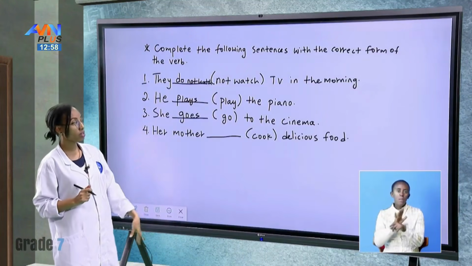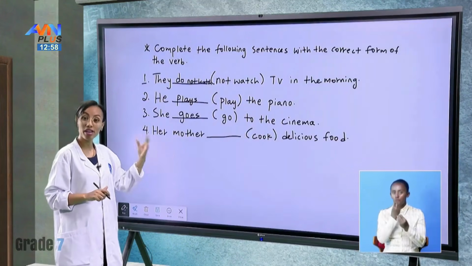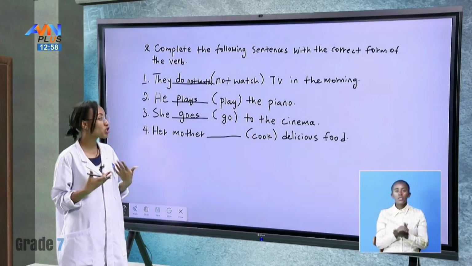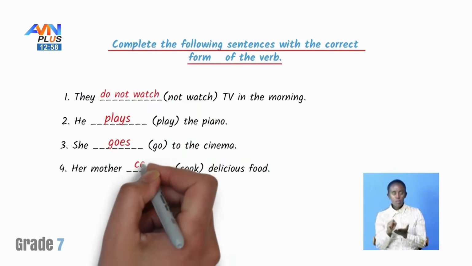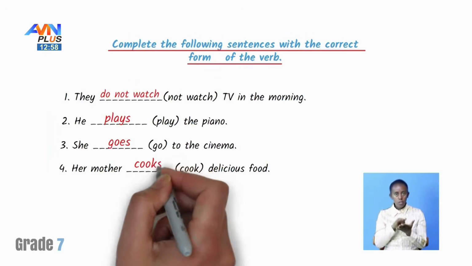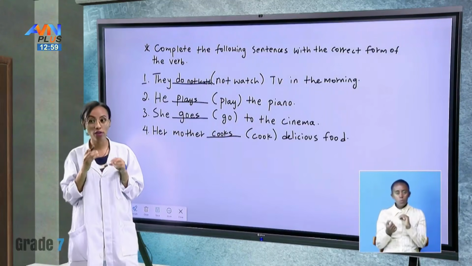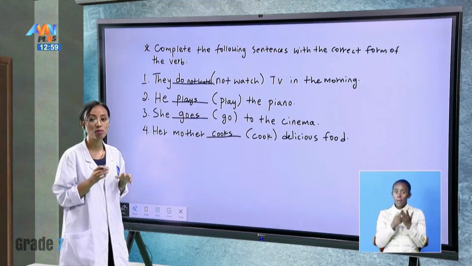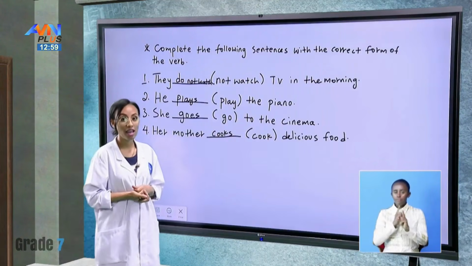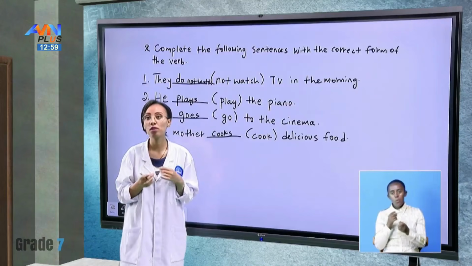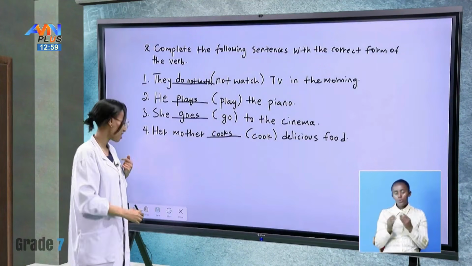Her mother cook delicious food. Again, her mother. Mother is what? She again. So she what? Cooks. Yes? Cooks delicious food. That is how we change or correct the verb in the simple present tense. I'm sure you all did a wonderful job of answering these correctly. So let's see a few other examples of what to do or not to do in the simple present tense.